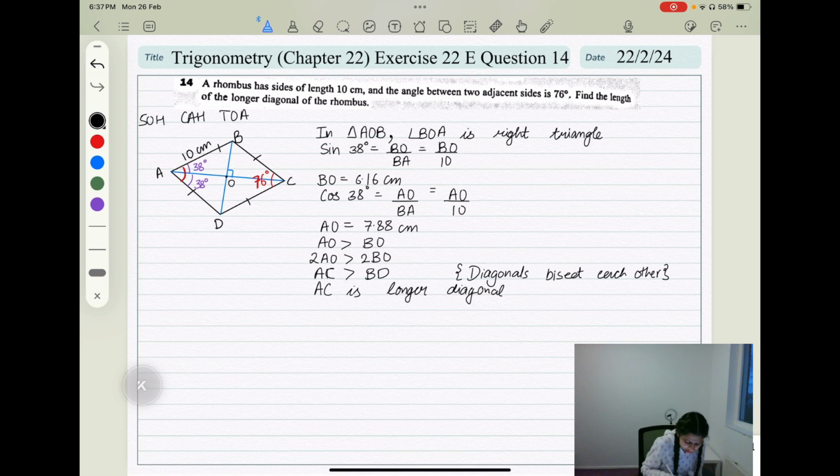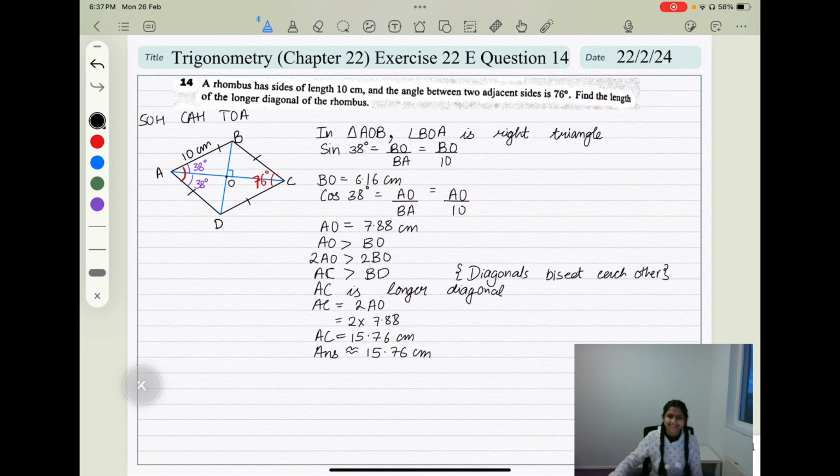And once you know that, you can say that AC is equal to 2AO, which is equal to 2 into 7.88. That would give you the value of AC as 15.76 centimeters, and that's the answer. So you can say that the answer is approximately equal to 15.76 centimeters. And that's it. Thank you.